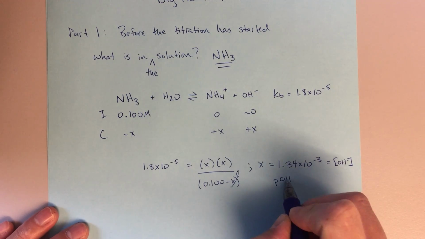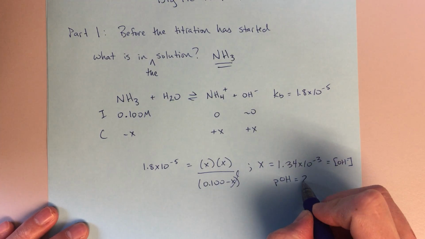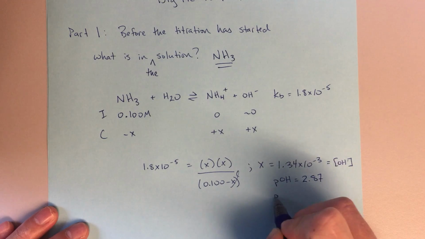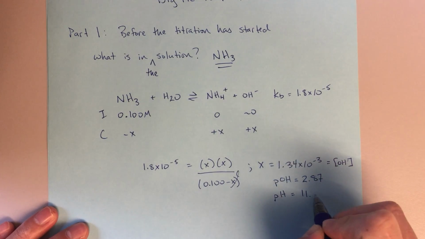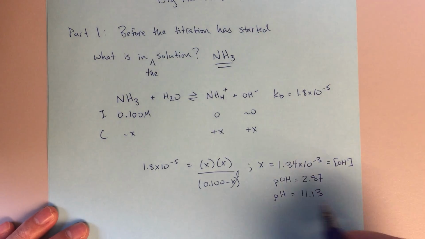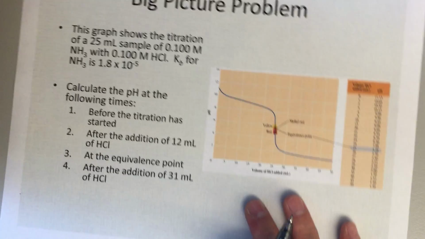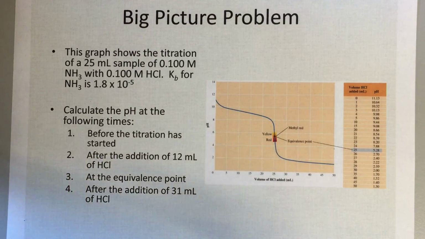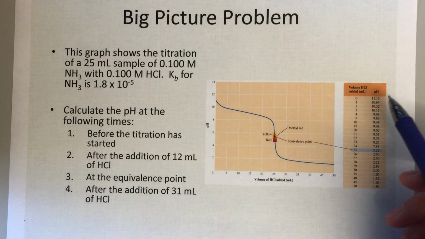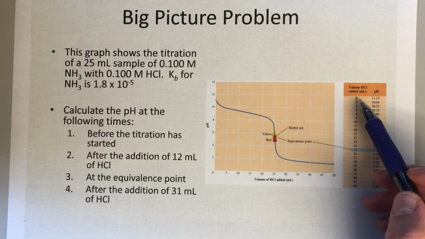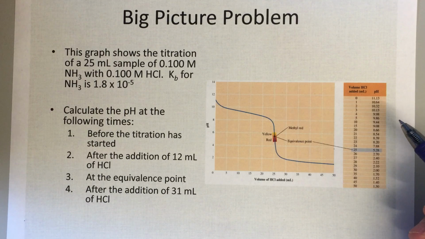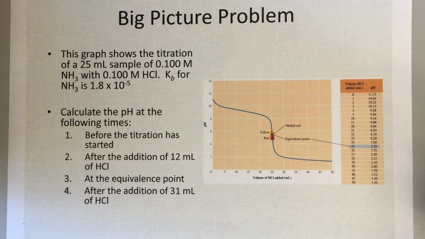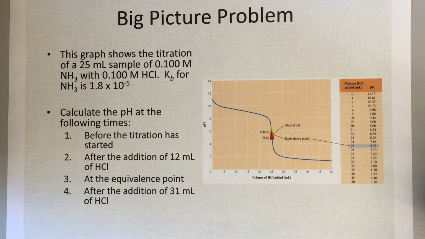From that, I can solve for my pOH, and then my pH is equal to 11.13. And that's it for part 1. And again, going back to my titration curve, at the 0 point of volume added HCl, the pH is 11.13, just like we've calculated. All right, so the next video will be for question number 2.